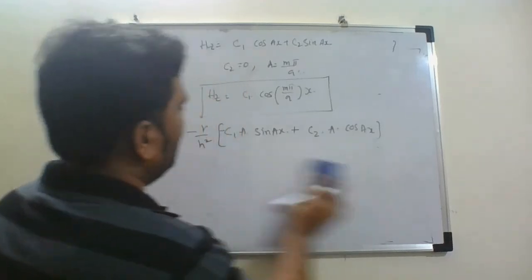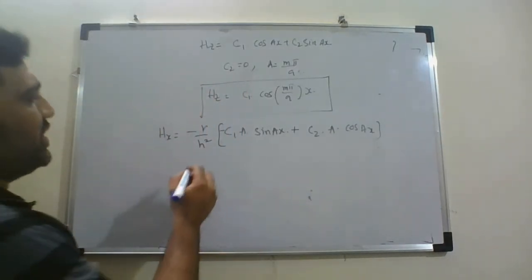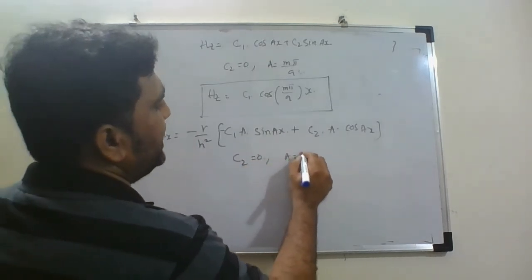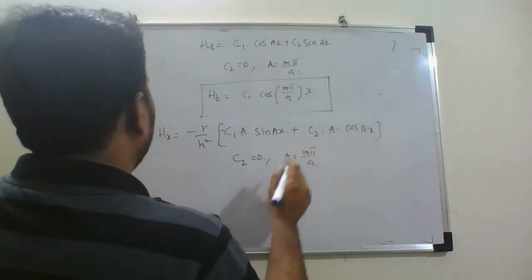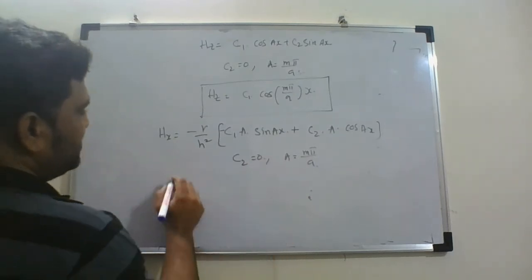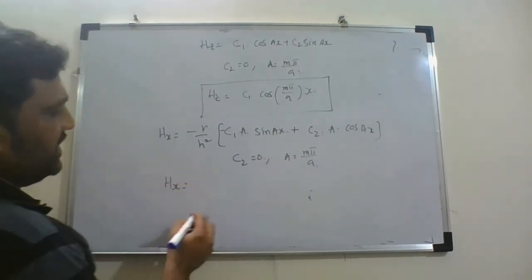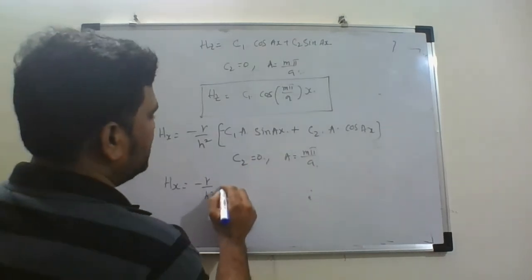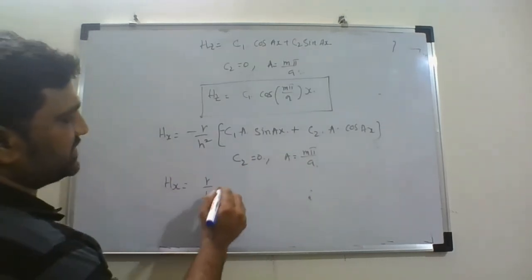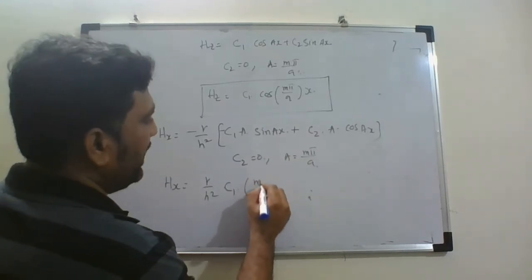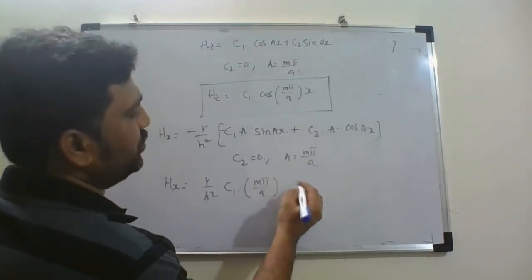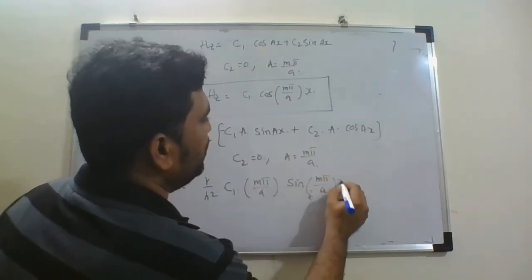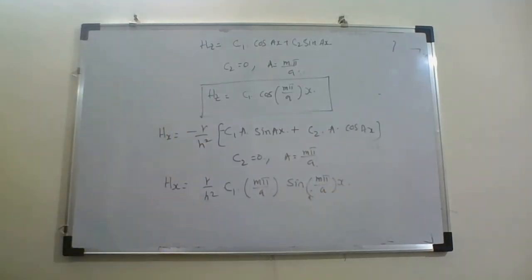Now let us substitute the values that we got. So what are the values we got? We got C2 is equal to 0 and a is equal to m pi by a. Let us substitute that here. So Hx is equal to minus gamma by h square into, I'll get only C1, so minus minus gets cancelled, C1 into m pi by a into sine of m pi by a into x. So this is the term that is left out.